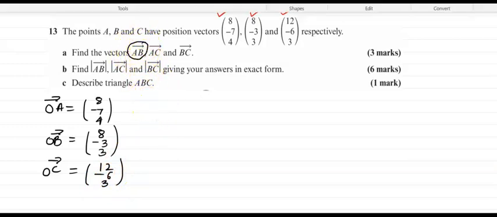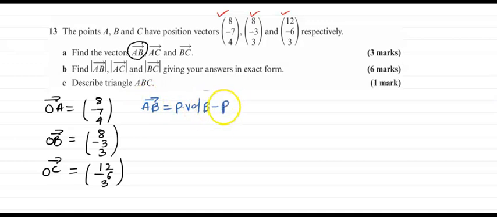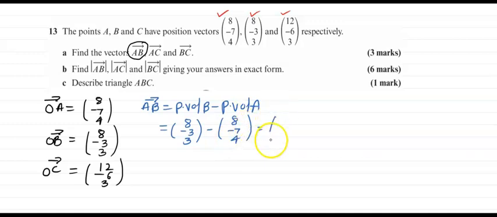Okay. Now first we need to find AB. To find AB means position vector of B minus position vector of A. So position vector of B is 8, minus 3 and 3, then minus position vector of A, 8, minus 7 and 4. So if we simplify it, it will be 0, 4 and minus 1.